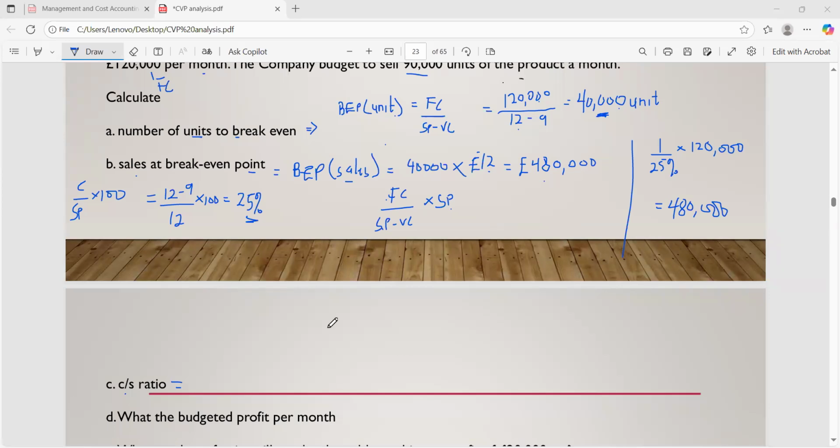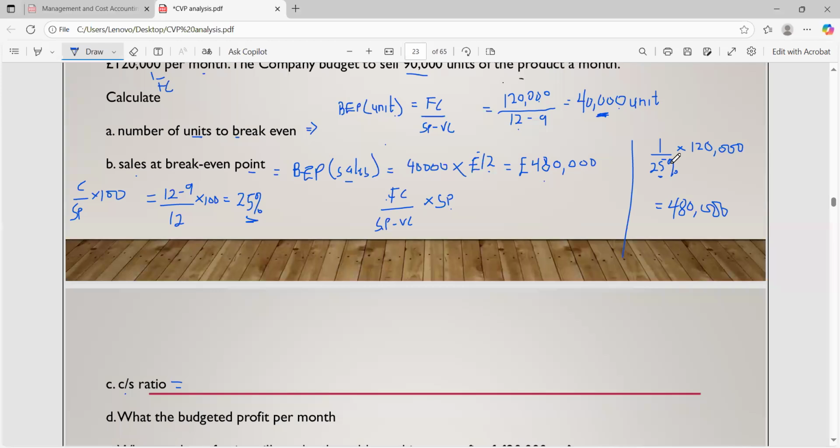Please, who says I'm seeing a different answer with respect to the sales? It says that getting 404,800. Please do it well. This is not just 25, it's 25%. We multiply by 100% to get it in terms of percentage. So 1 divided by 25% multiplied by 120,000 should give you 480,000.